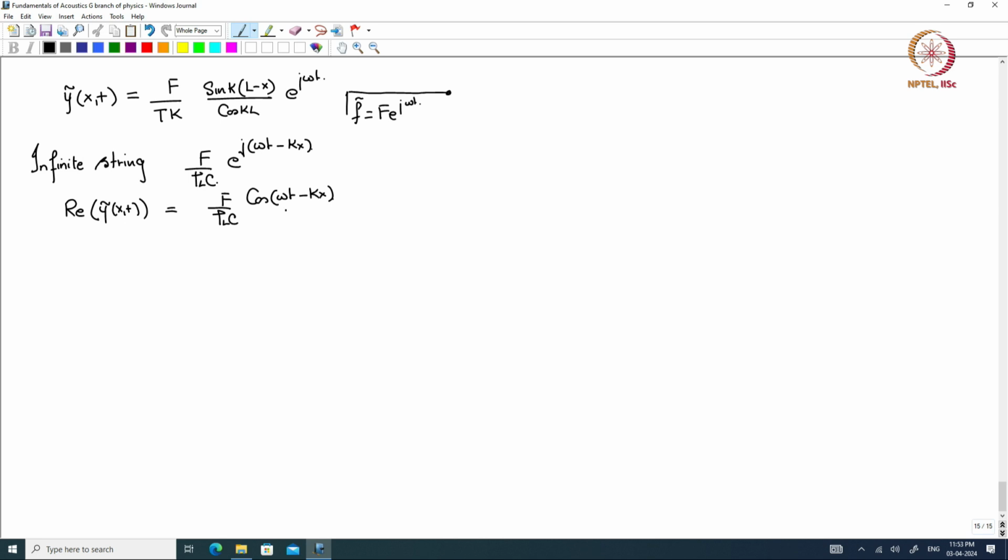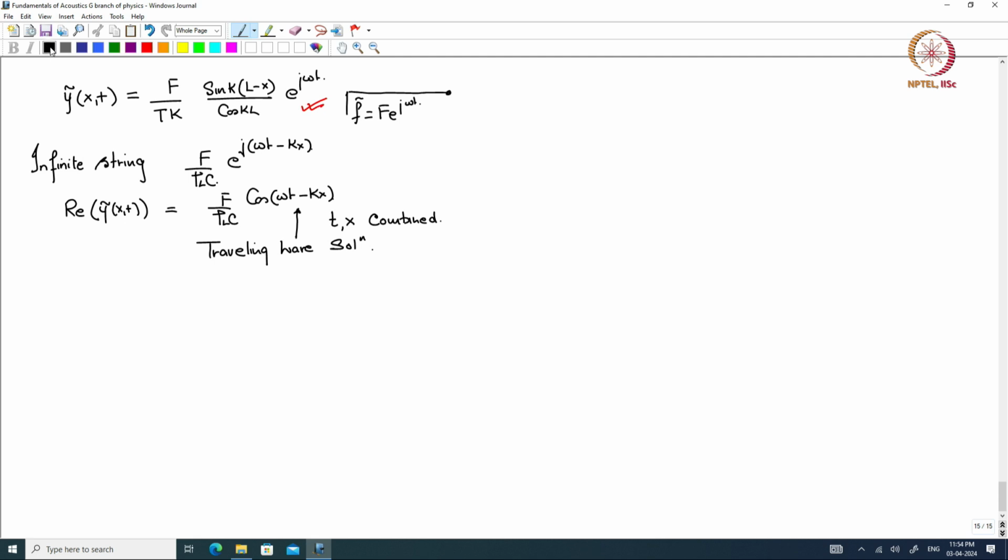So in the argument we have both time and space combined. This is a travelling wave solution. This is what is called a travelling wave solution. In contrast, what happened here?